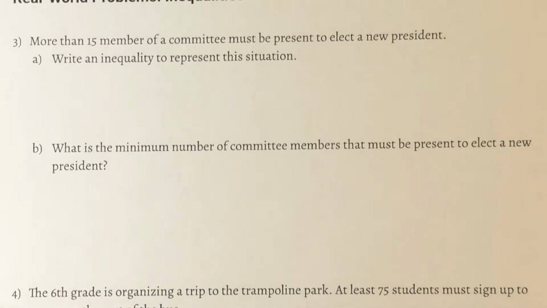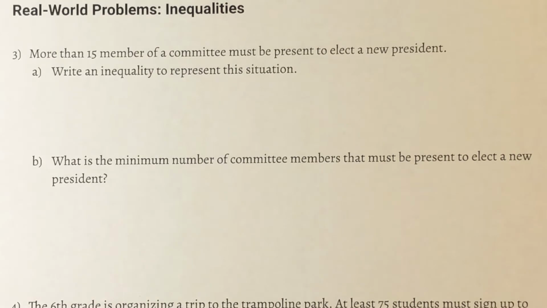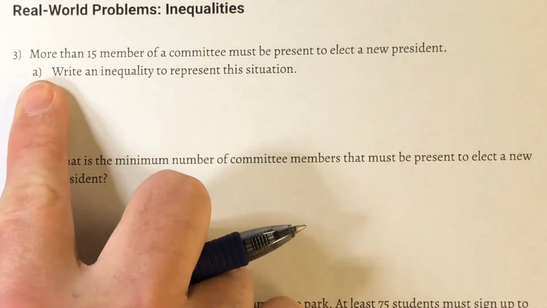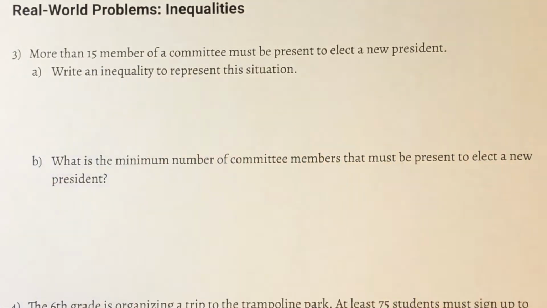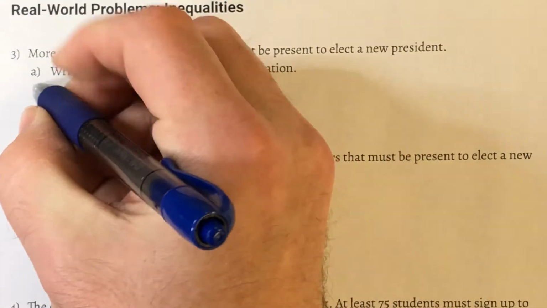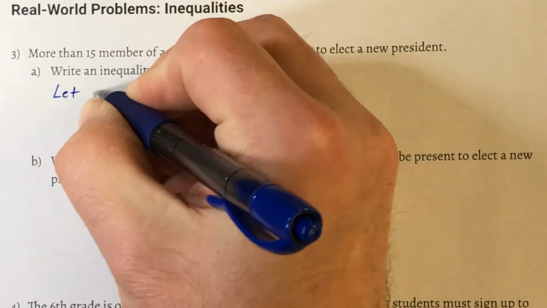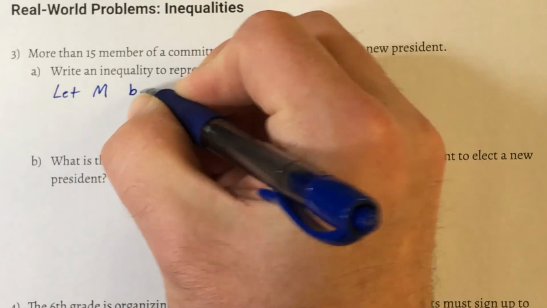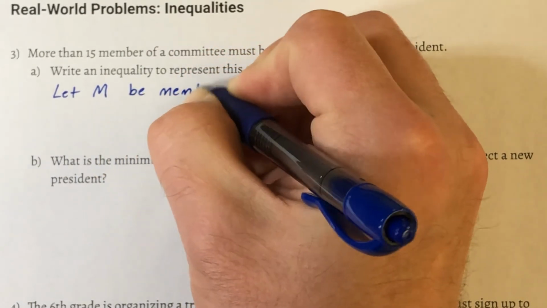All right, next example. More than 15 members of a committee must be present to elect a new president. Part A, write an inequality to represent this situation. So let's think. What do I not know? Well, I don't know how many members there are going to be exactly. So that's what we're going to use or decide. We're going to let, let's say, capital M be the number of members.